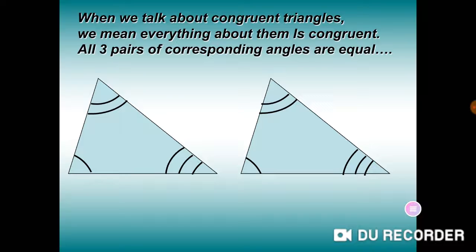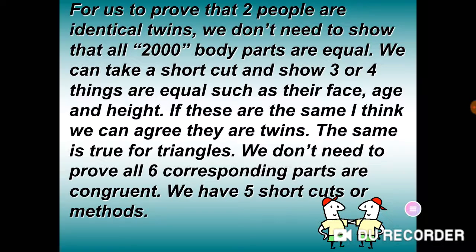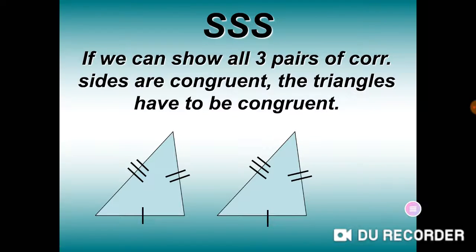Actually, we don't need to do that because we have 5 theorems and postulates. By using them, you can prove that the two triangles are congruent. And let's go and start with the first theorem, which is the side, side, side postulate. Okay? And this postulate indicates that if we can show that all 3 pairs of corresponding sides are congruent, then the triangles have to be congruent.